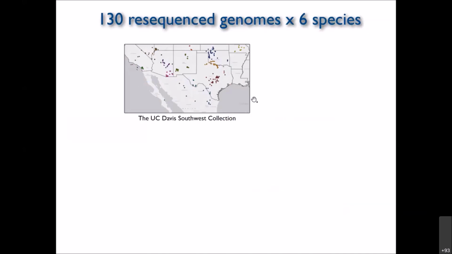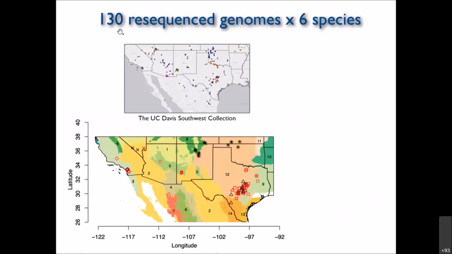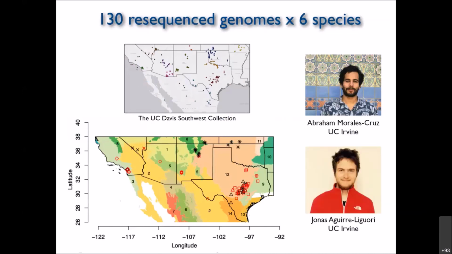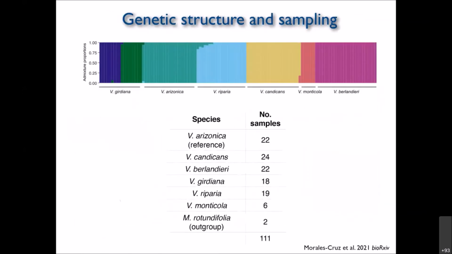So what we did in this study is we went to Andy Walker's collection from the Southwest, and we sequenced about 130 genomes using short read technologies, the old school stuff. We looked at 6 species, and the idea was we wanted to get this population genetic sample that we could start to look at introgression. And this was work done by a postdoc in my lab, Abraham, and Honas, another postdoc in the lab, who teamed very nicely together. So we sequenced about 130 such samples.